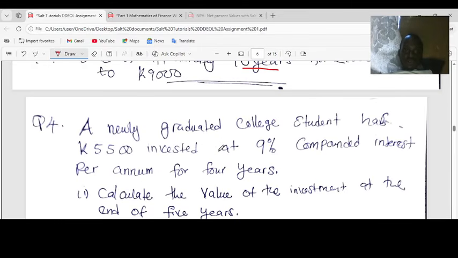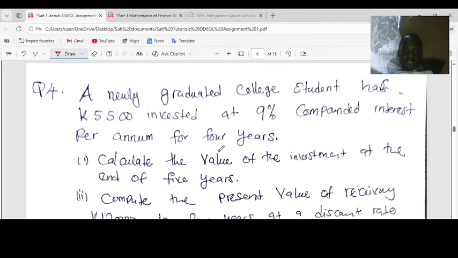But when you go to question 4, it is in two cases. You are being told that a newly graduated college student has invested 5,500 at this percentage, which is compounded interest per annum for 4 years. Remember, what does per annum mean? Per annum means yearly. So we said that if it is per annum, if it is per year, the formula is not changed.